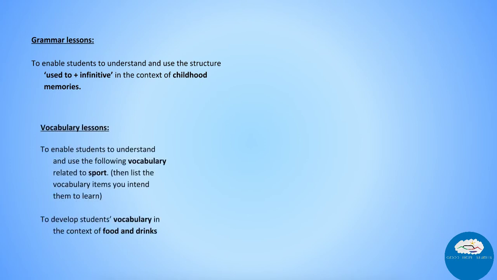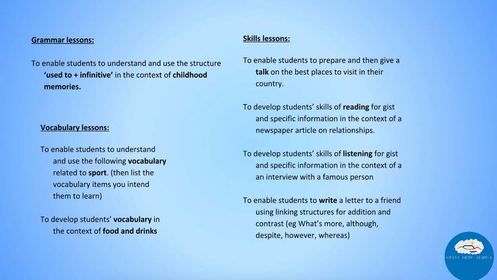And for a vocabulary lesson, you might want to do something like this: to enable students to understand and use the following vocabulary related to sport, and then list a few items. Or maybe develop students' vocabulary in the context of food and drinks. And for a skills lesson, here are some different skills. The first one would be for a speaking lesson, second one for reading, then listening, then writing. So I suggest you pause the video and just take a minute to read these examples of possible aims.